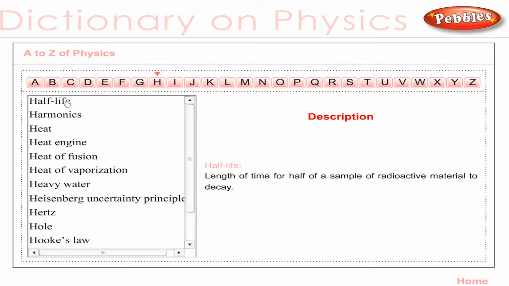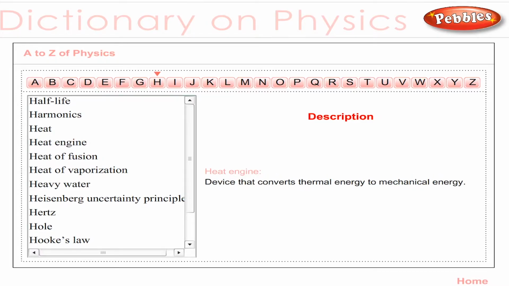Half-life. Length of time for half of a sample of radioactive material to decay. Harmonics. Frequencies produced by musical instrument that are multiples of fundamental tone. Heat. Quantity of energy transferred from one object to another because of a difference in temperature. Heat engine. Device that converts thermal energy to mechanical energy.